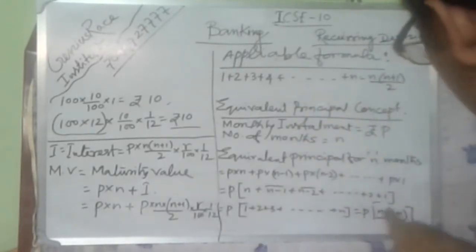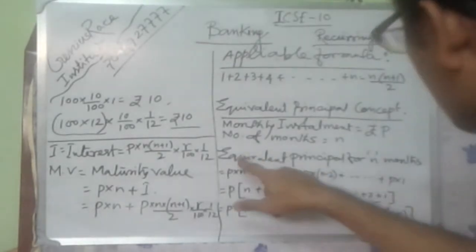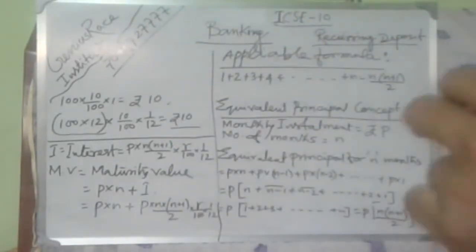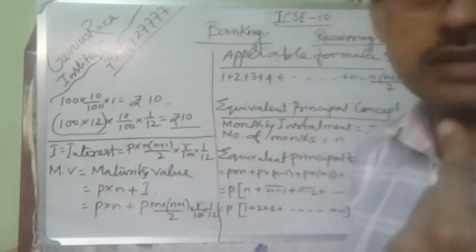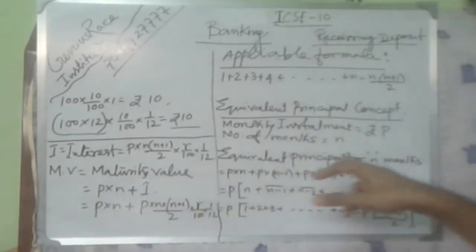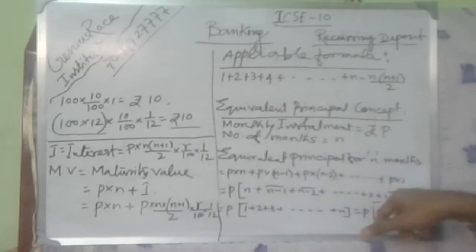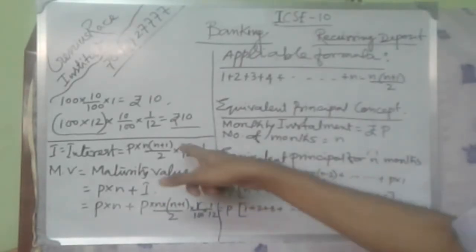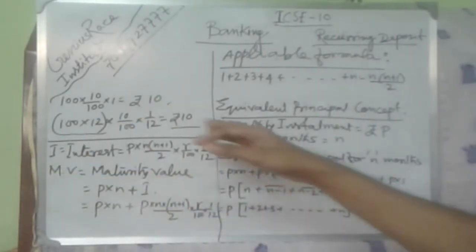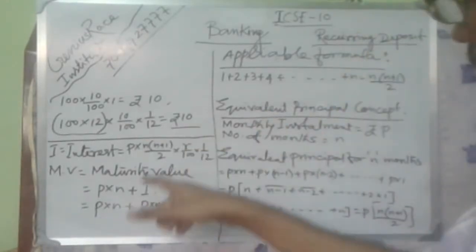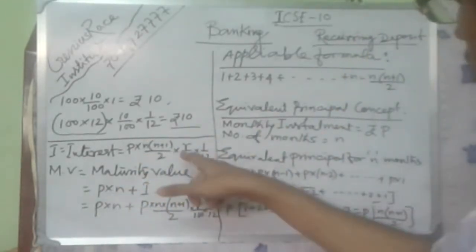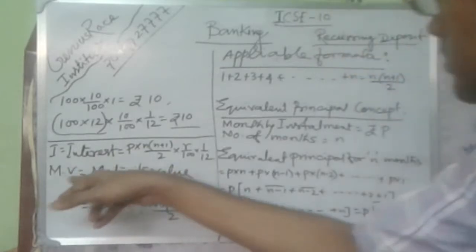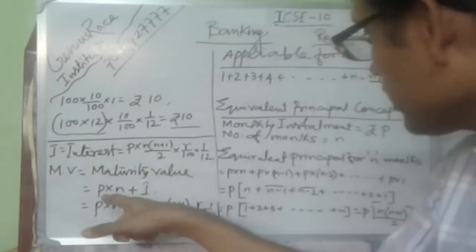Now we are applying this formula, that is N into N plus 1 by 2. So it will come P into N into N plus 1 by 2. So this is the equivalent principal for N months, the amount we want in 1 month. So the interest on this principal, because we have given R%, that's per annum, but we want this per month, in 1 month, that will be this principal into R by 100 into 1 by 12. So this is my interest.